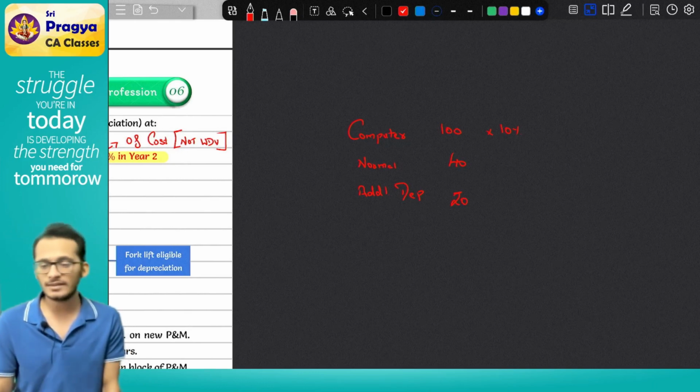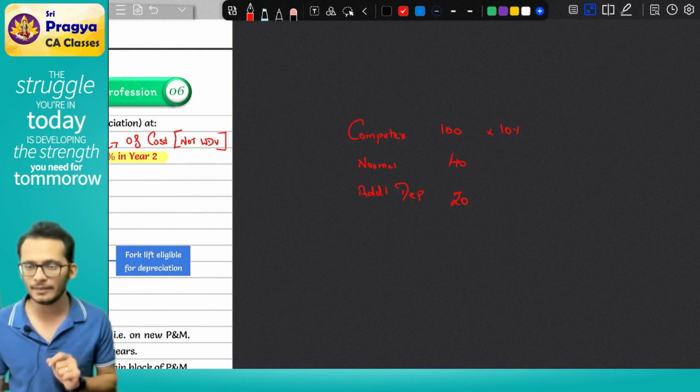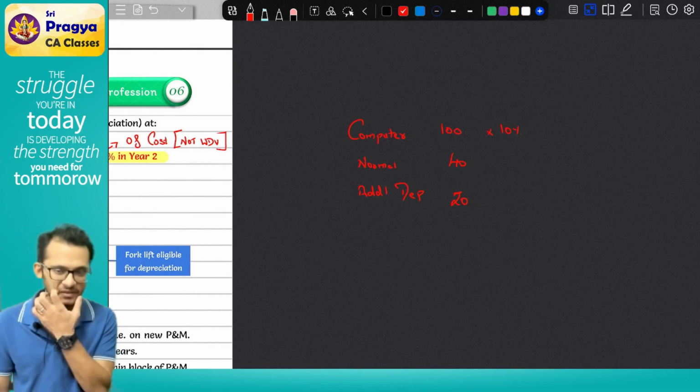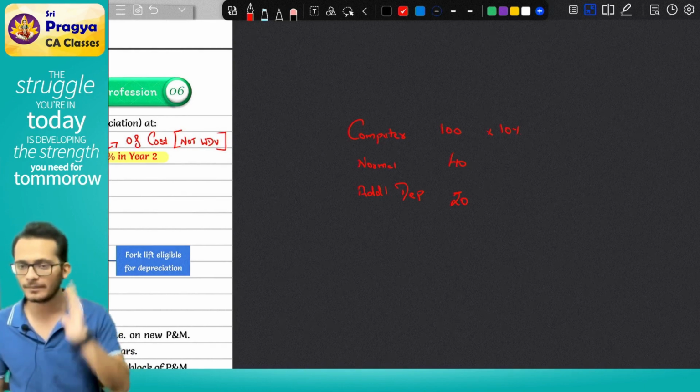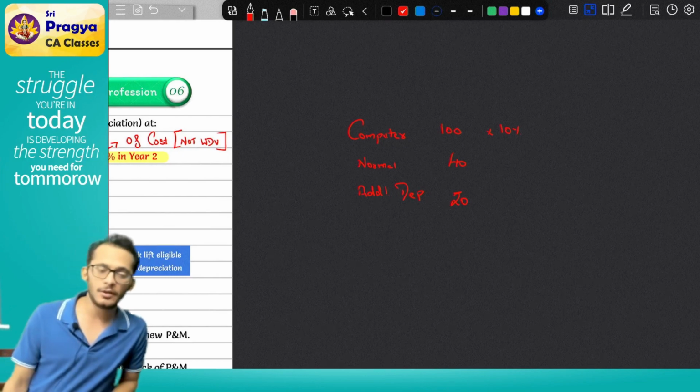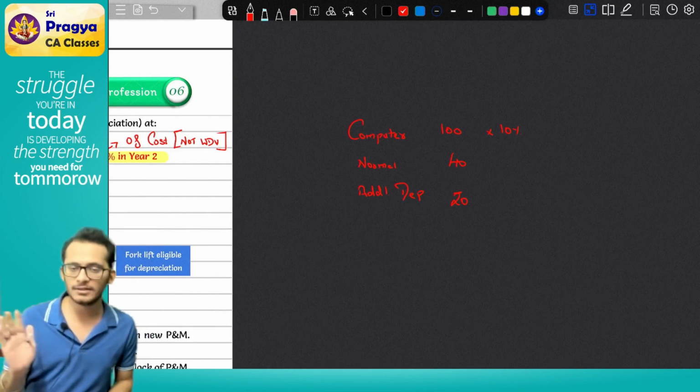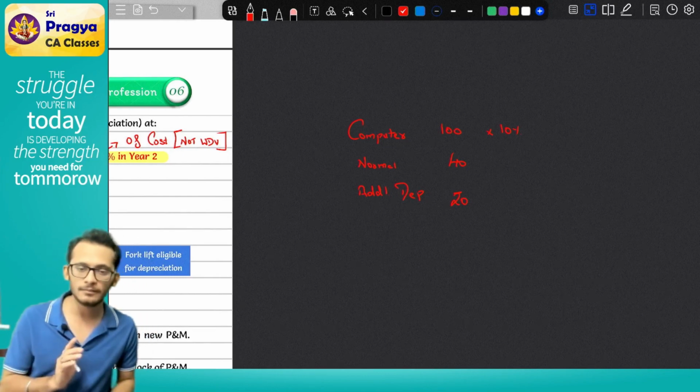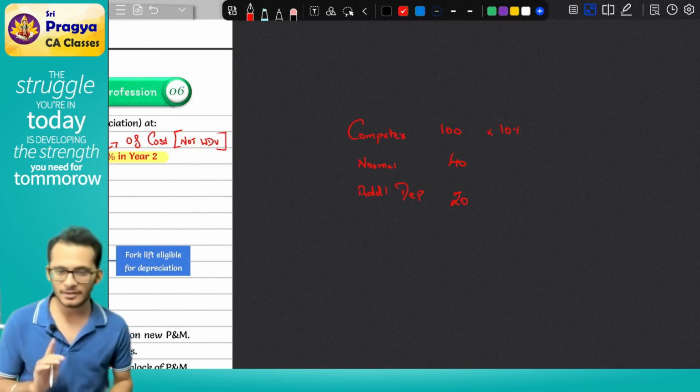So the question is coming, saying, Rahul, you have a new plant and machinery. How much do you claim additional depreciation? You can only claim it on the plant and machinery. You cannot claim it on building or furniture or intangible assets. This is rule number one.